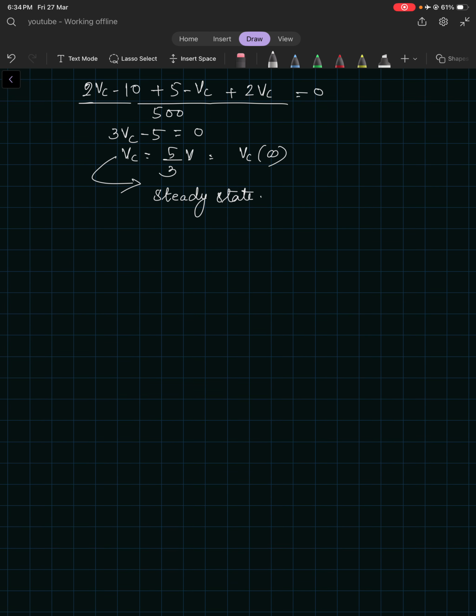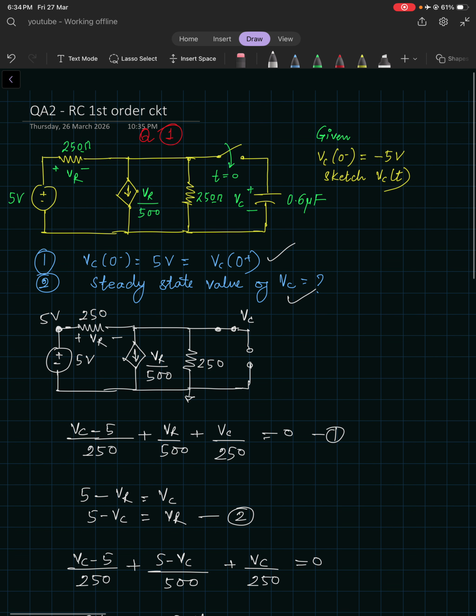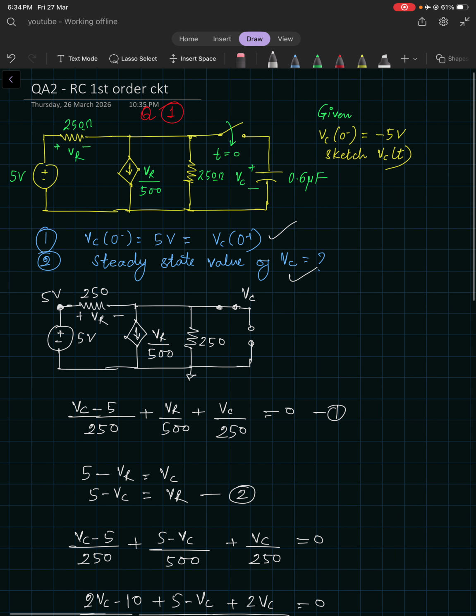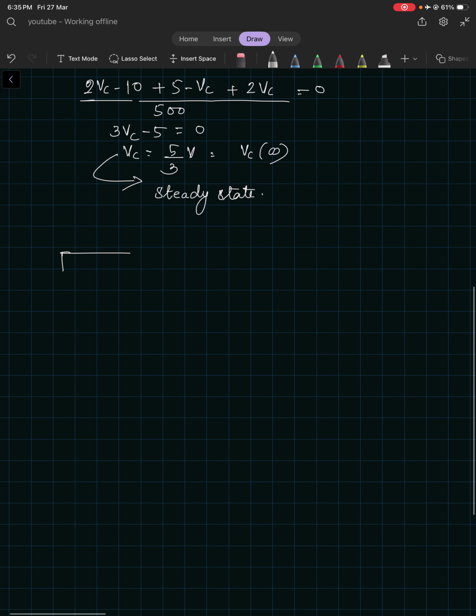So for that, in order to calculate the R equivalent, we have to nullify the independent sources, right? So if it is a voltage source, it will be 0. If it is a current source, it has to be an open circuit, right? Now this is a dependent source, but we will not make any changes in the dependent sources, right?